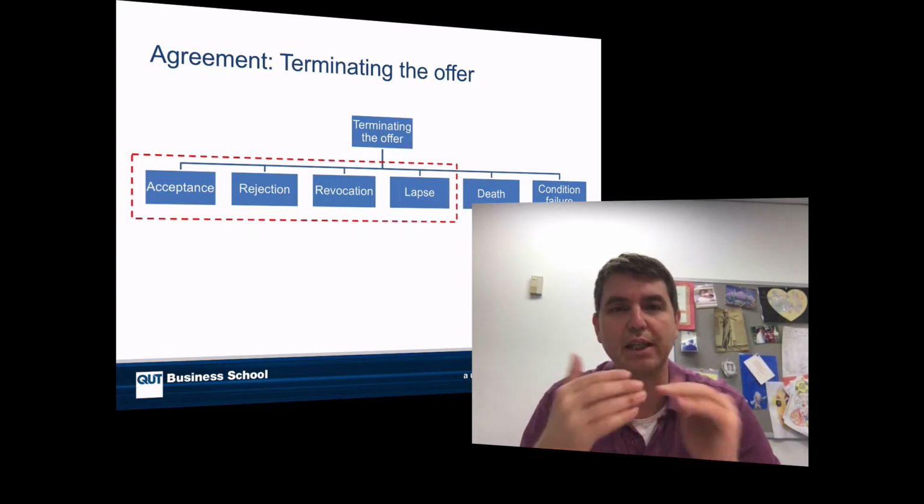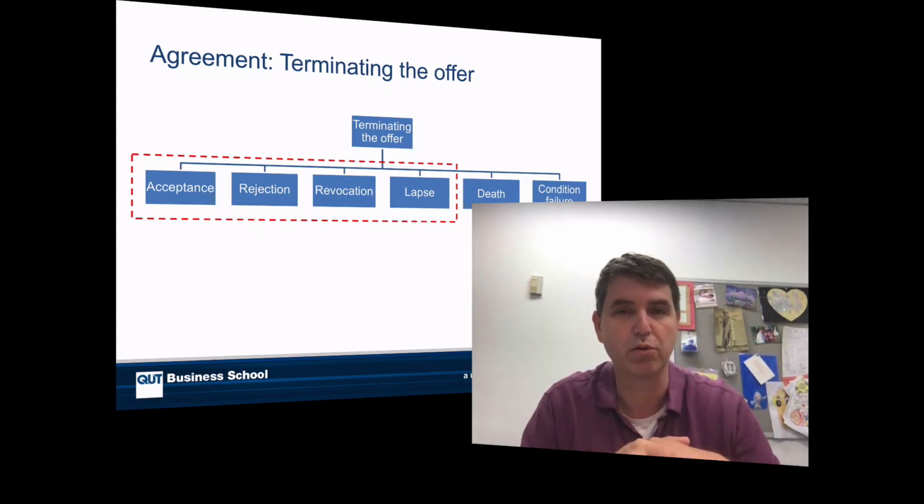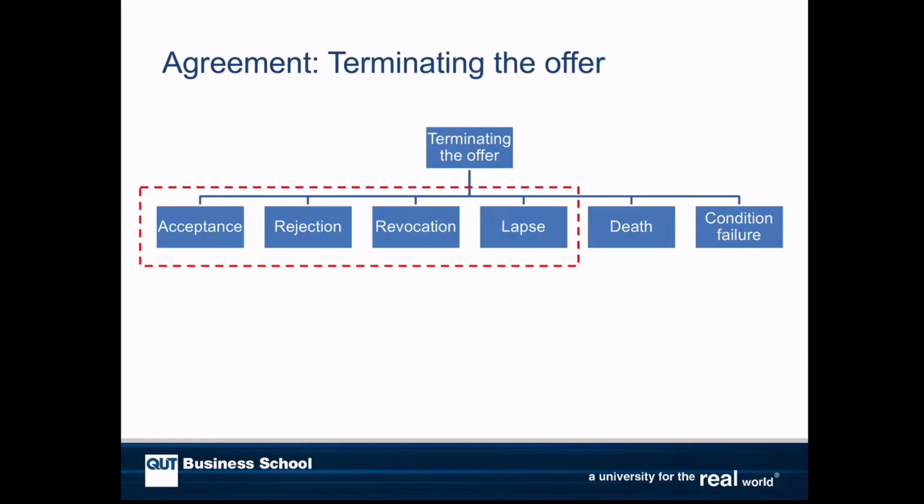How do we actually get to agreement? Or what else happens if we don't get to agreement? What technically, legally do we say is happening with that offer? So let's go. As our diagram here says, once we have an offer, that offer can be accepted, rejected, revoked, or it can lapse. The offeror could die, or there could be a failure of condition.